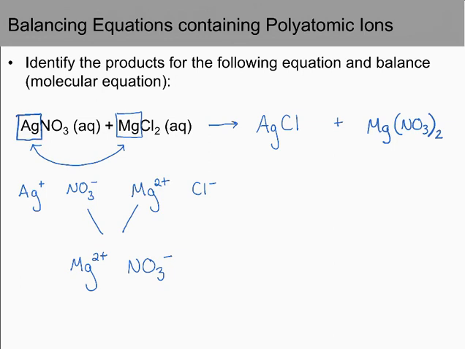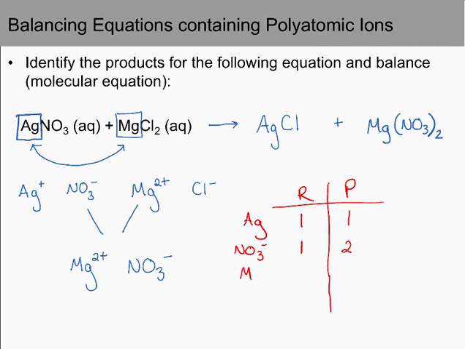All right, let's write out a table so we can balance this properly. So we have 1 silver in the reactants and 1 in the products. And I'm actually going to treat nitrate as 1 unit here because that will make it much easier for balancing. So we have 1 nitrate ion in the reactants, and we actually have 2 nitrate ions in the products because remember we needed 2 nitrates to balance our 1 magnesium. Okay, so our next item is magnesium. We have 1 in the reactants and 1 in the products. And then the last one is chlorine, or the chloride ion. So in the reactants, we have 2 chloride ions, and in the products, we only have 1.